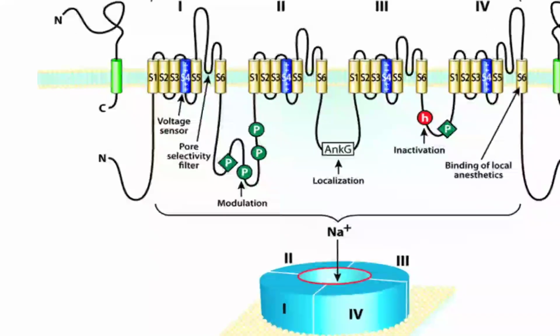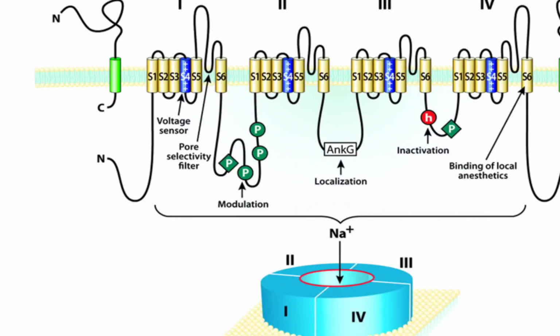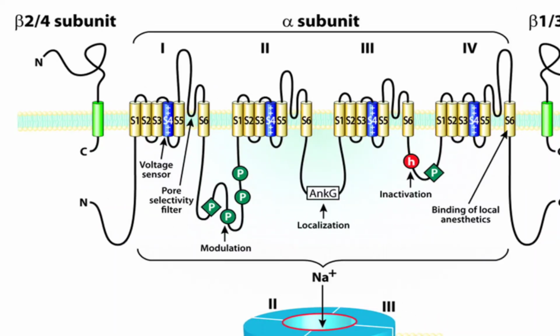Among them, S4, the blue one, you can see it has lots of positive charges. It will act as a voltage sensor. It will actually tell the activation gate that now it is time to open, or it is time to close. So it is actually the sensor. Between S5 and S6 the pore is present, and there is a loop of protein, the P loop, which acts as the selectivity filter. What the selectivity filter is, we will say later.